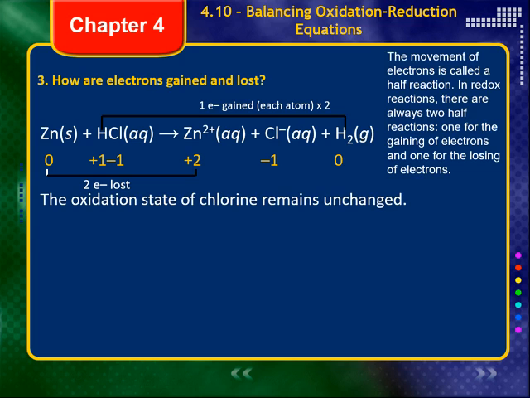The movement of these electrons is called a half reaction. So if you look at the gaining of electrons, that's a half reaction. The losing of electrons is a half reaction.